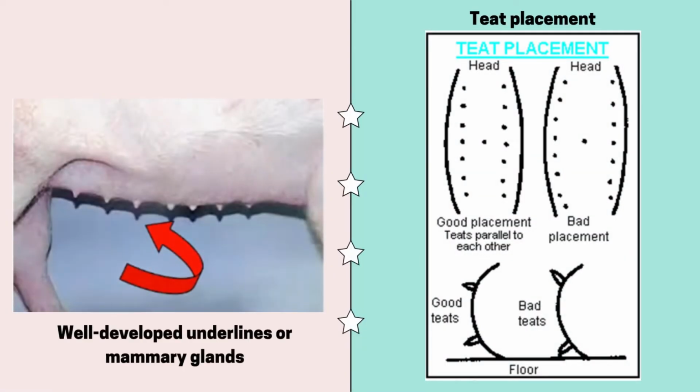This figure shows well-developed underlines or mammary glands. And the next figure shows a good teat placement, so it is evenly placed and parallel to each other. It is also shown here the number, spacing, and presentation of live teats, for at least 12, and the number and quality are highly heritable.